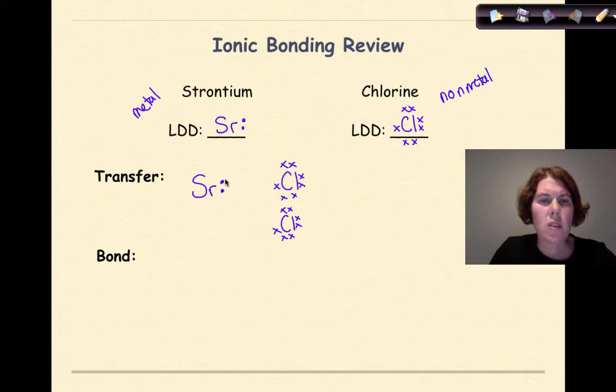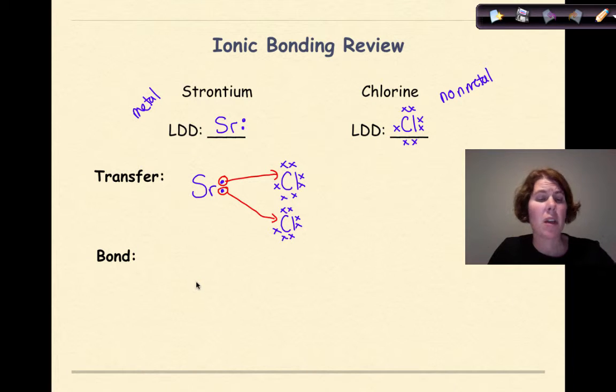The strontium is going to give up this electron and give it to this chlorine atom, now making it an ion, and it's going to give up this electron and donate it to this chlorine atom down here, making it an ion, and that's how my electrons are going to transfer. When I draw out this bond, I have 1 strontium ion now because it gave up its 2 valence electrons, so it's going to be Sr plus 2. And then I have 2 chlorine ions.